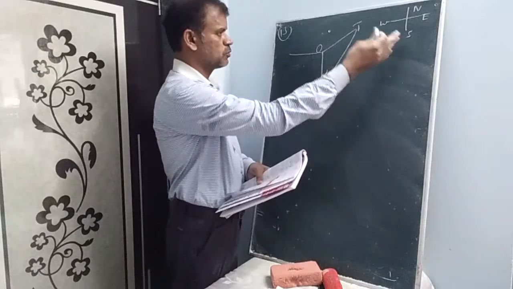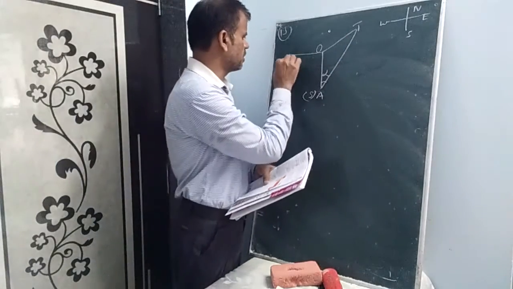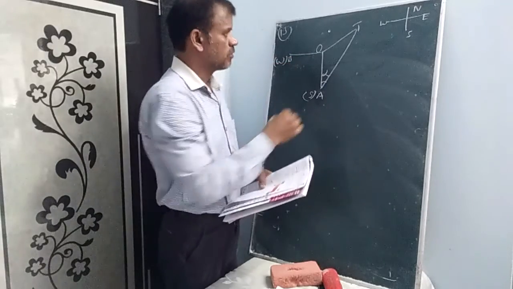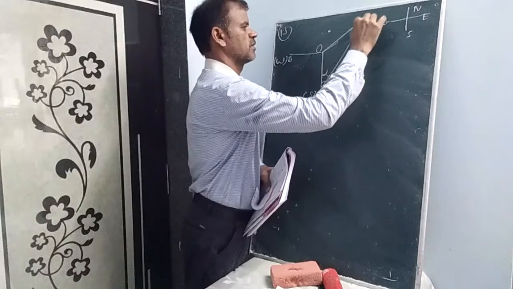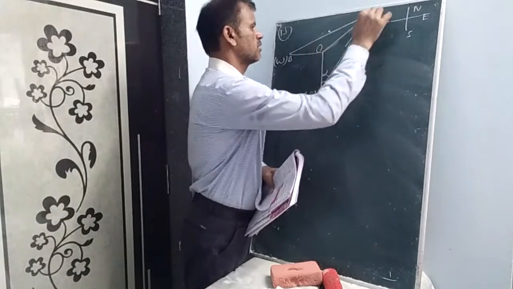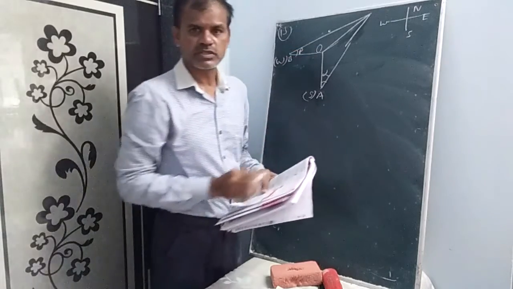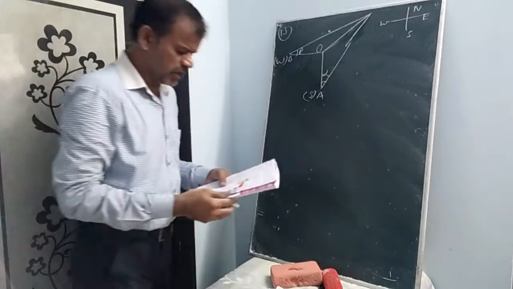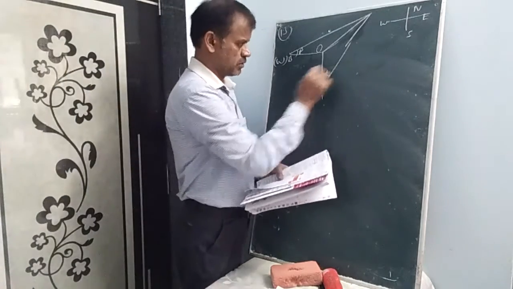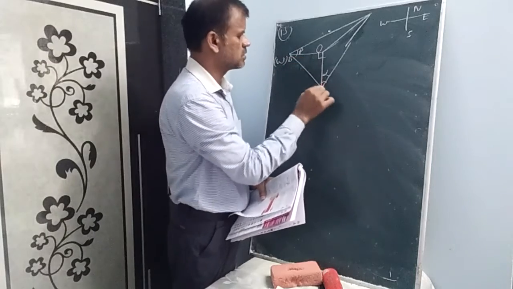Next, this is south, this is west. From west, he put the point B. From B, this angle is beta, given as tan inverse 7 by 5. So, apply the formula. This is 90 degrees.